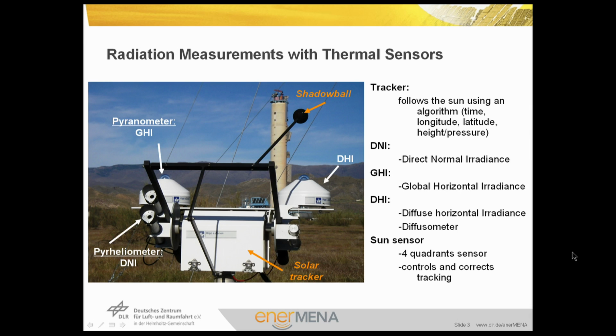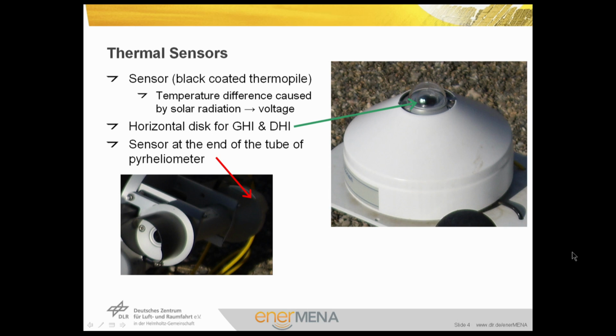The tracker in the photo also has a sun sensor. The sun sensor is a 4-quadrant sensor. It controls and corrects the tracking. Thermal sensors use thermopiles as sensors. For example, we see in the photo on the right hand side the black-coated thermopile of a pyranometer. Thermopiles measure radiation by measuring a temperature difference that is caused by this solar radiation. This temperature difference then causes a voltage that we can measure with a data logger.